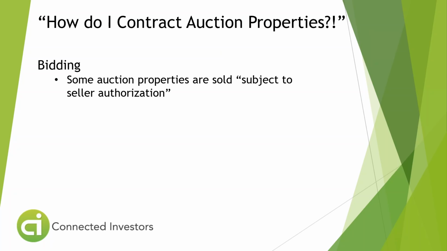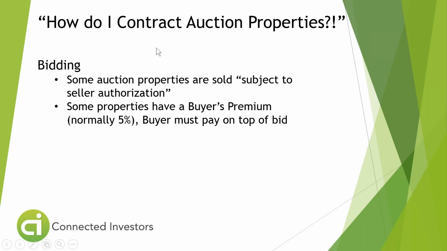Now, keep in mind, some auction properties are sold subject to seller authorization, which means that you could win the bid and still not get the property because the seller still may have to authorize. The bank, whoever has that property, may have to authorize the sale of the property. So keep that in mind. Even though you win the bid, you don't always get the property because the seller may come out and decide that they're not going to authorize that sale. Okay, so keep that in mind.